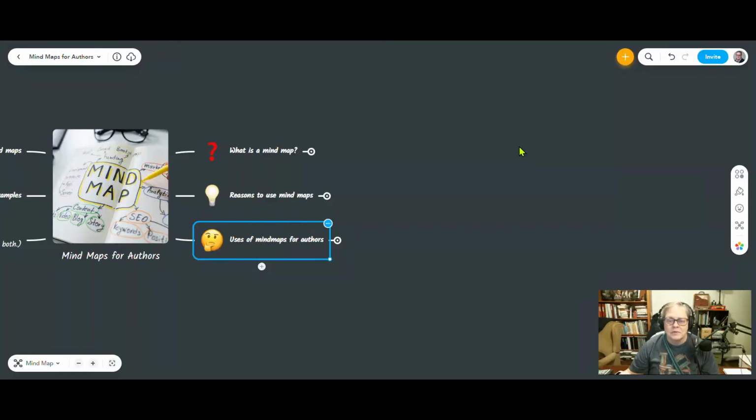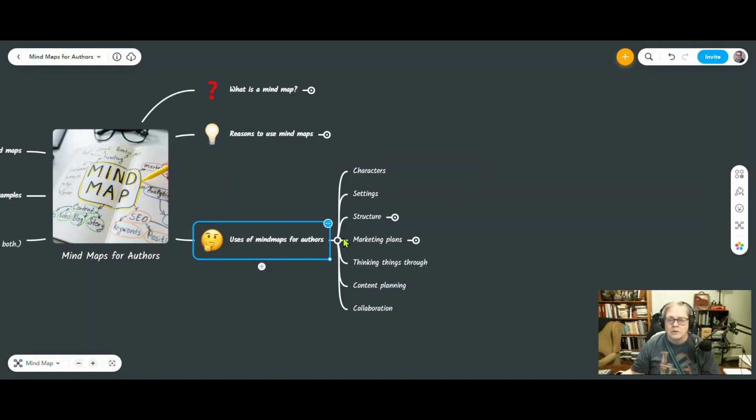Let's go over some uses of mind maps for authors. These are just things I brainstormed. There are probably hundreds more. Characters. So if you're going to map out your characters, you could talk about their goals and motivations, their wants, their needs, their physical attributes, and anything else that you think of related to your characters.